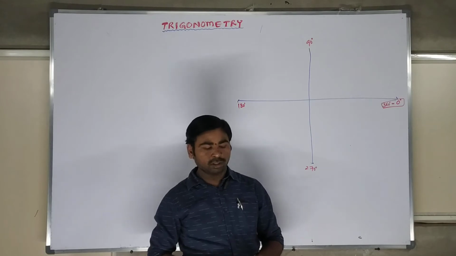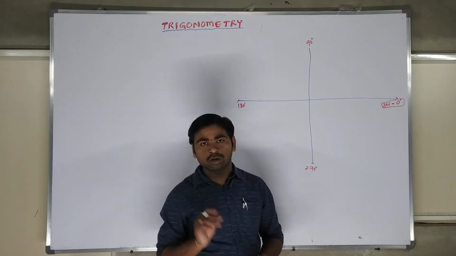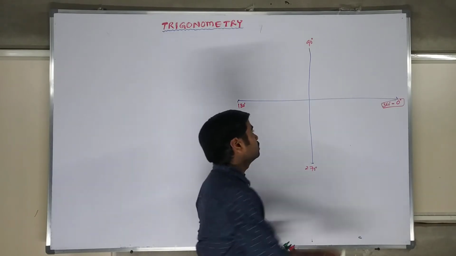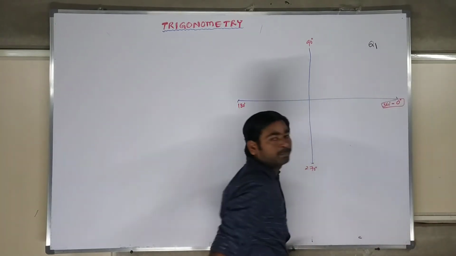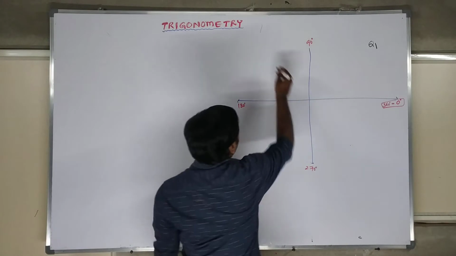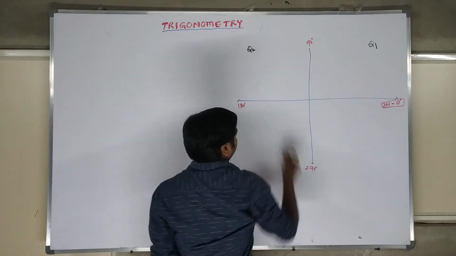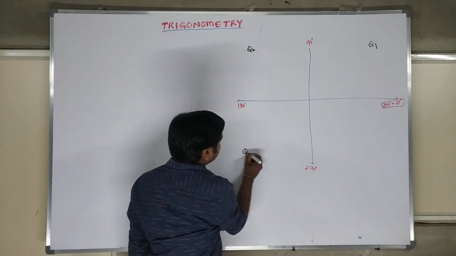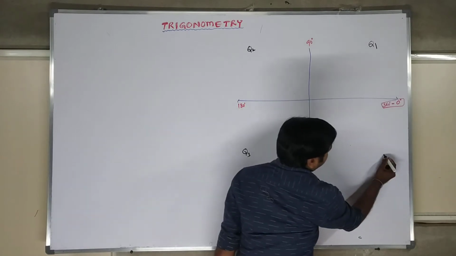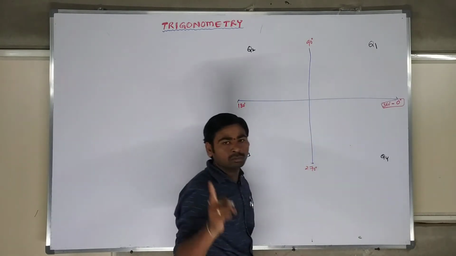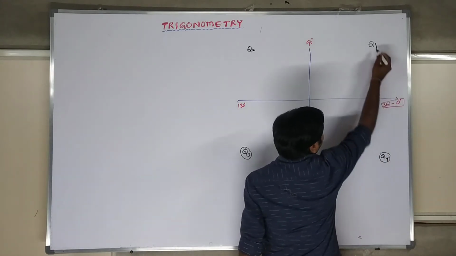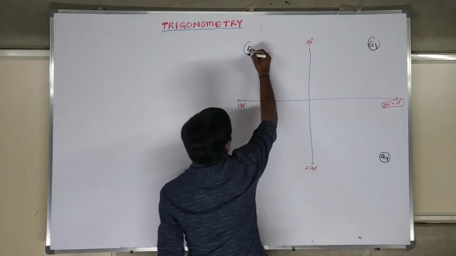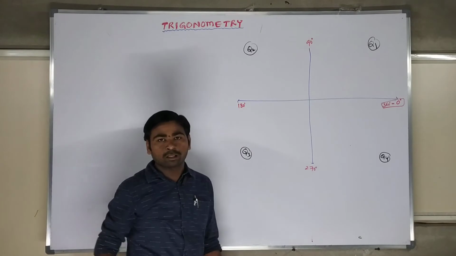Then, if you want to locate the quadrants: 0 to 90 we write as quadrant number 1, Q1. This is called quadrant number 2, this is quadrant number 3, and this is quadrant number 4. Please remember the quadrant numbers, Q1, Q2, Q3, Q4. This is required to remember.